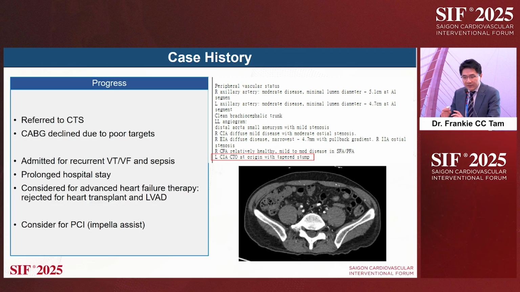At that time, after detailed discussion, we discussed whether we wanted to proceed to PCI. Because of the poor EF and complex anatomy, we planned to have an MCS, this is impeller assist PCI, for this patient. And mind you, this patient has very bad peripheral vascular disease. So we performed a CT scan, which actually shows there's a CTO in the left common iliac artery.